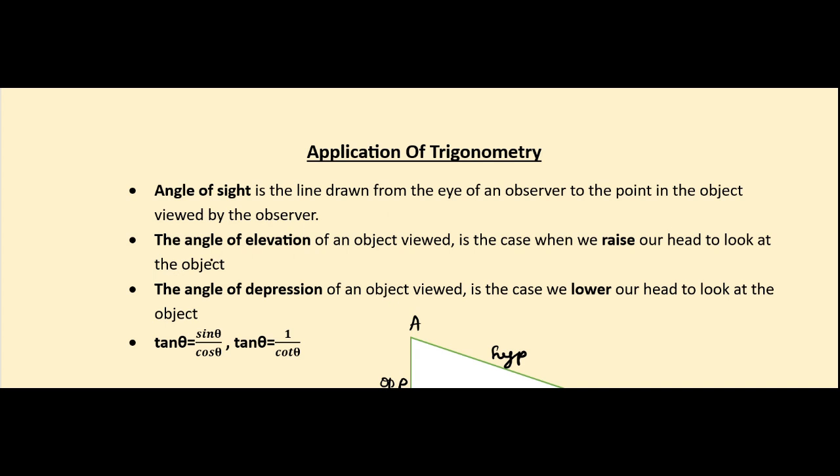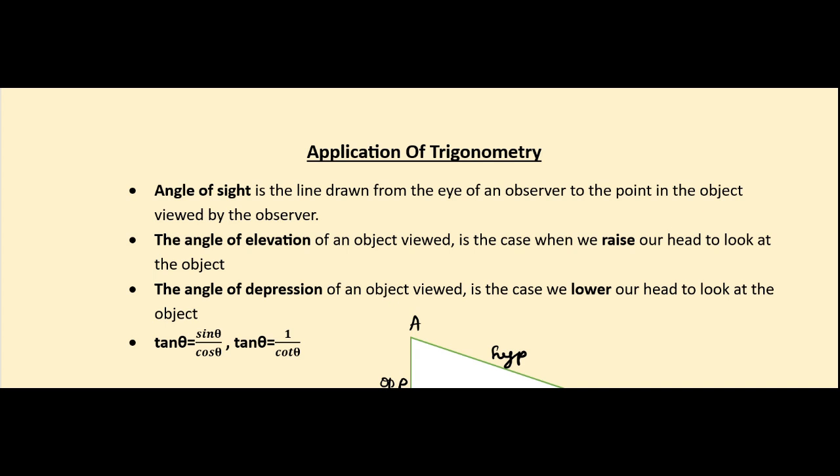Then, the angle of elevation: simply we can say that when we raise our head to look at the object, that angle is called the angle of elevation. The angle of depression means, for an object viewed, as the case may be, we lower our head to look at the object. So we look to the lower side to look at the object. That angle is known as the angle of depression.